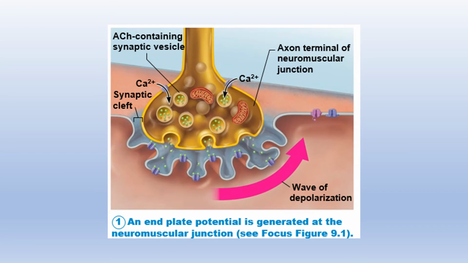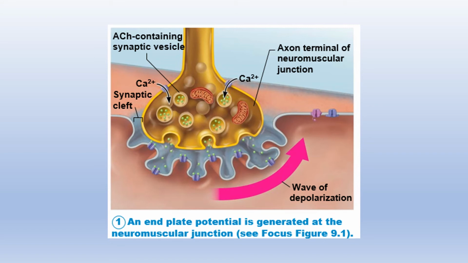Again, to reiterate, we have the axon terminal in yellow. Within the axon terminal, we have synaptic vesicles, which contain acetylcholine. Acetylcholine will be released from the axon terminal. It will diffuse across the cleft. Once it diffuses, it will bind to acetylcholine receptors on the sarcolemma.